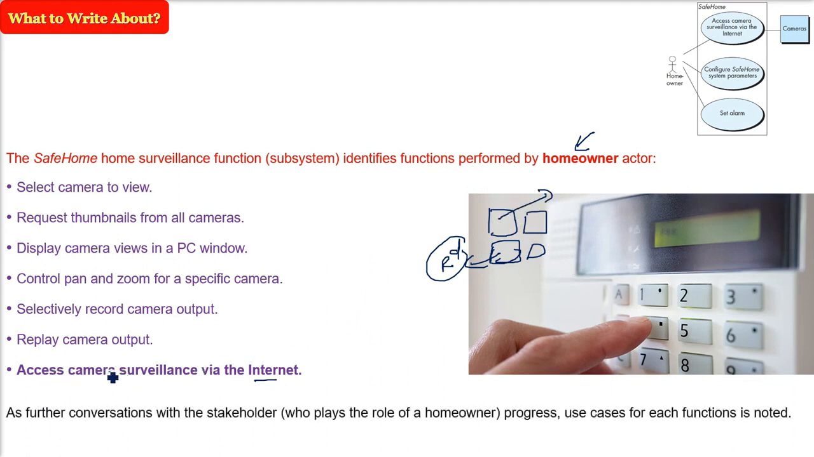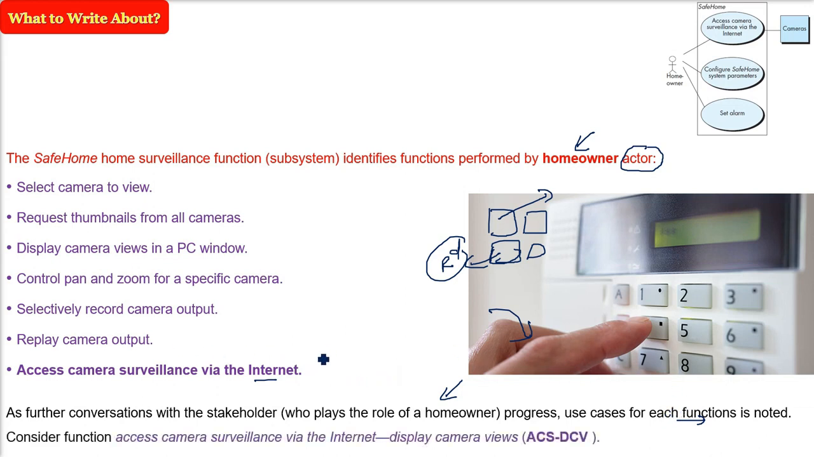Now, when you talk with the stakeholder, here we are talking about the homeowner, whosoever is playing the role of the homeowner, when the conversation and requirement gathering take place, a use case for each function will be noted down. This is what you have to write about. I'll tell you what he is going to say, and I'll also tell you what you are going to get out of what he has said. So a use case for each function is to be noted.